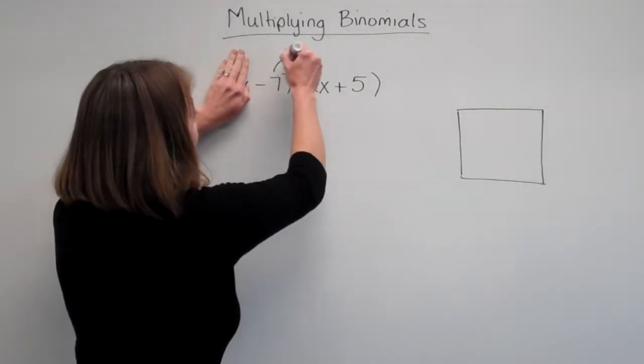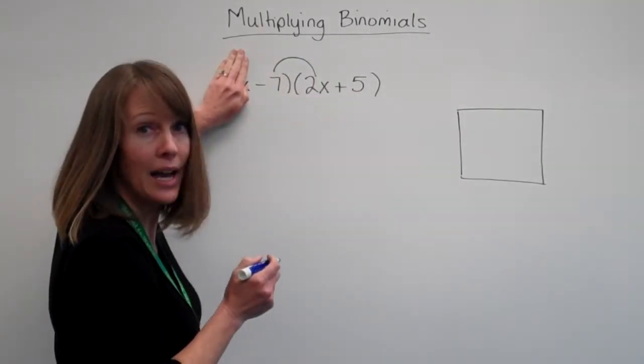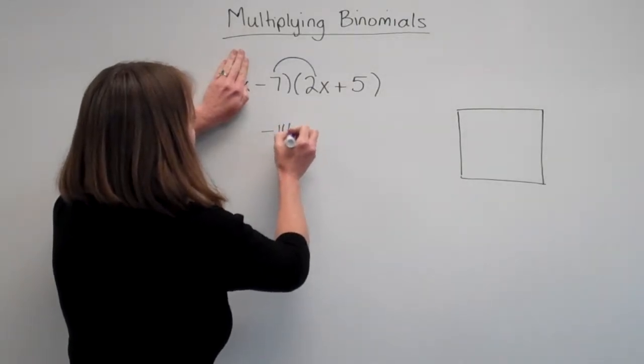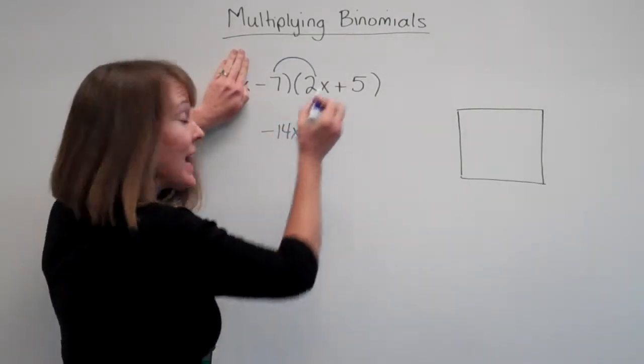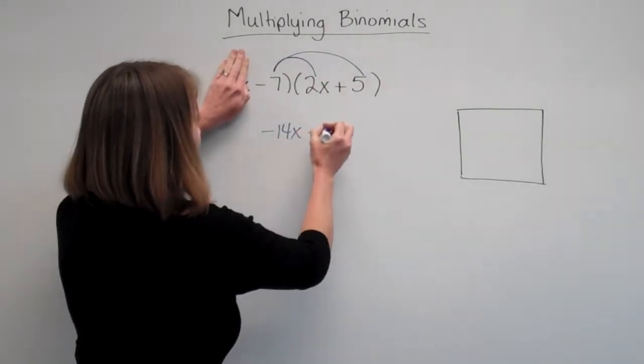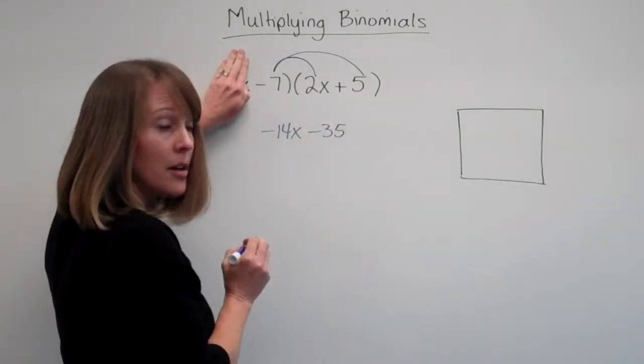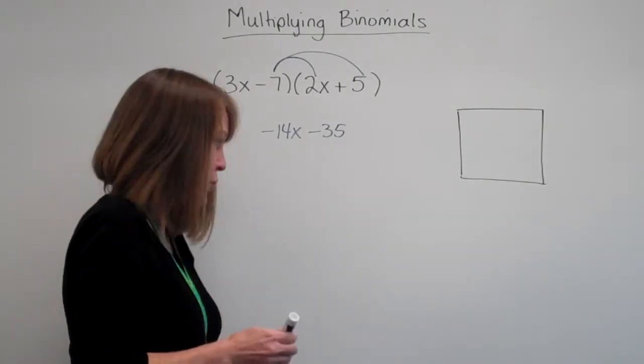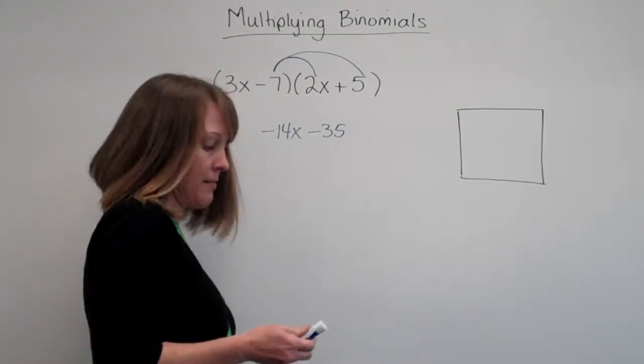You'd say negative 7 times 2x, and we get negative 14x. And then we'd say negative 7 times 5 to give us our minus 35. But we have another one in front as well. So what do we do with that?